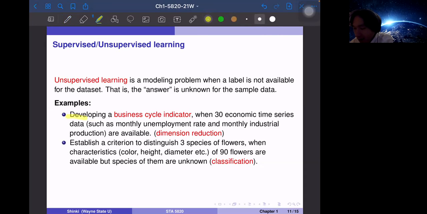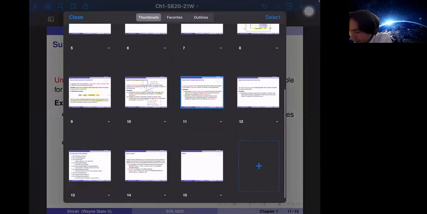So one is, for example, developing a business cycle indicator when 30 economic time series, such as the monthly unemployment rate and monthly industrial production, are available. This is the so-called dimension reduction problem.